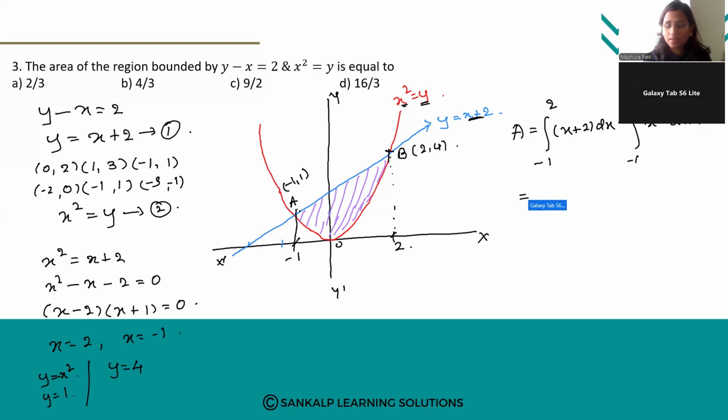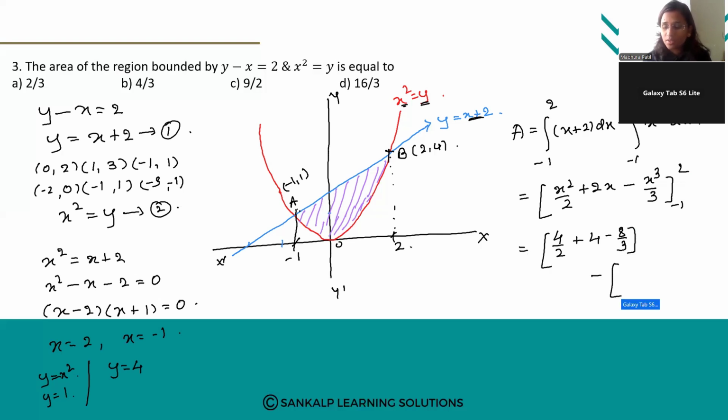Now, if you just integrate this, anyhow we have both the limits the same, so you can write it all together. This is x square by 2. Integration of 2 becomes 2x, minus, anyhow the limits are the same, so I'm going to write here together, x cube by 3 from minus 1 to 2. Now if you put the upper limit, which will be 2, 4 by 2, this will be 4, and this will be 8 by 3, correct? And minus the lower limit. So this is minus 1 square by 2, which is 1 by 2. This will become minus 2 and this will become minus, minus of minus becomes plus, so this is 1 by 3.